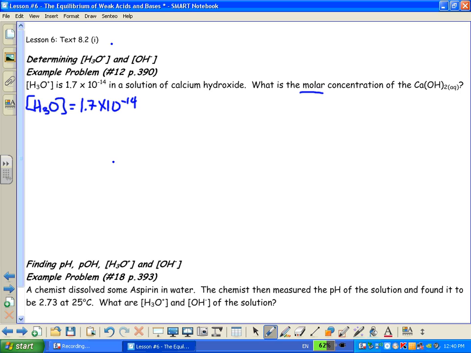So it asked us for the molar concentration of calcium hydroxide. So calcium hydroxide, we can write out an equation of how calcium hydroxide actually dissociates. We know that calcium hydroxide is a strong base, and it's going to break up into its respective ions because it's a strong base. So we're going to have OH to the -1, and we're going to end up with calcium, which has a charge of +2.